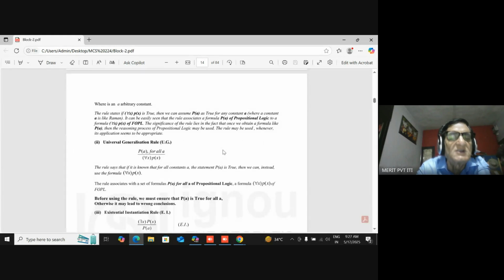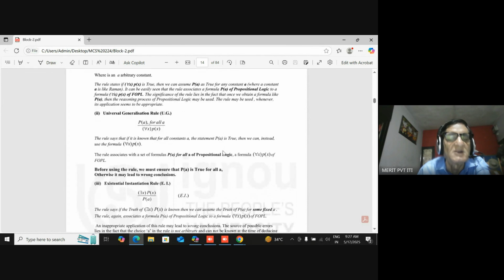Then the universal generalization rule is pa gives for all x px. This rule says that if it is known that for all constants a the statement pa is true, then we can instead use the formula for all x px. So that's the type of thing. The rule associates the set of formulas pa for all a of propositional logic with this. Before using the rule, we must ensure that pa is true for all a, otherwise it may lead to a wrong conclusion.